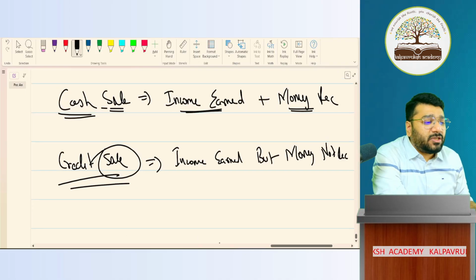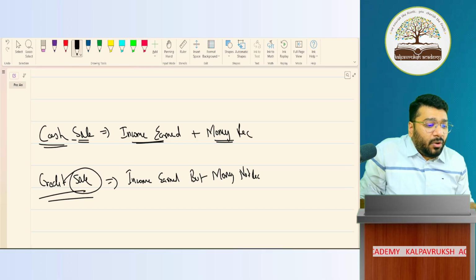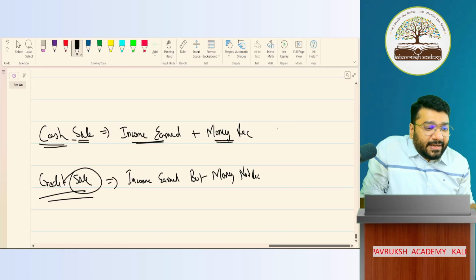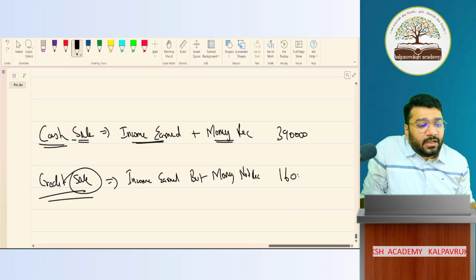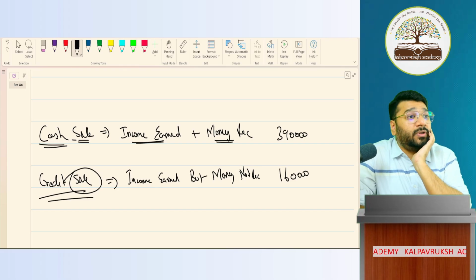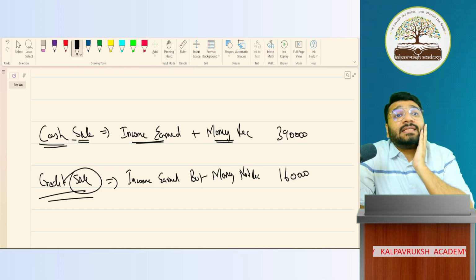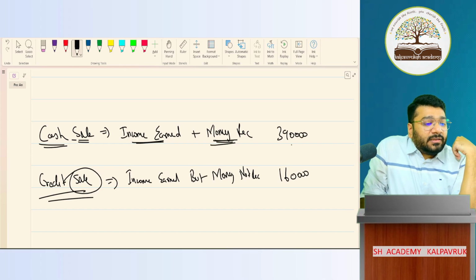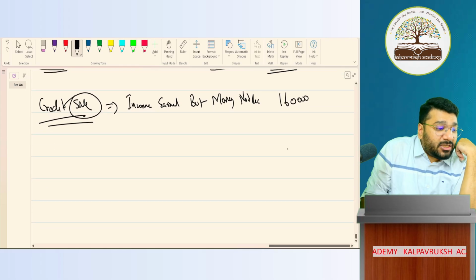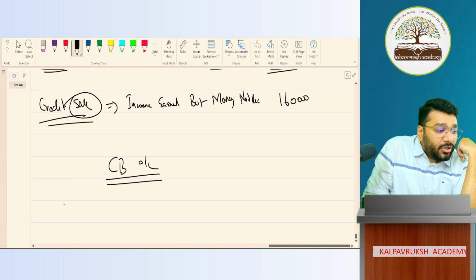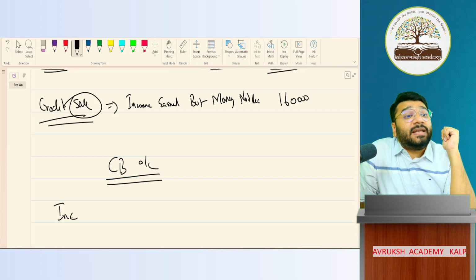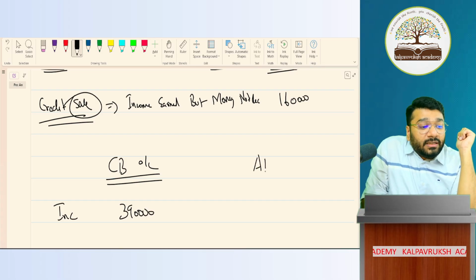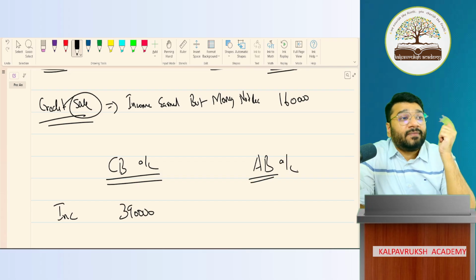If I'm following cash basis of accounting, what is my income? Cash sale is 3,90,000, credit sale is 1,60,000. If I'm following cash basis of accounting, what is my sale that will go to my P&L? The money that is received, no. That will be your income. So in cash basis of accounting, your income is that income which is received. So how much money is received totally? 3,90,000. Okay, not okay?